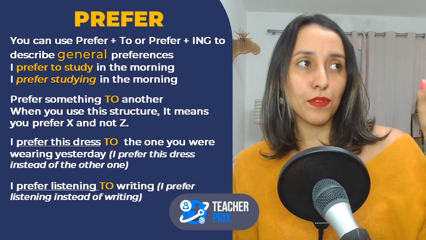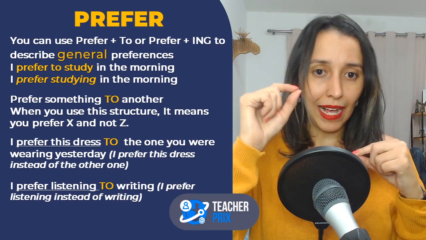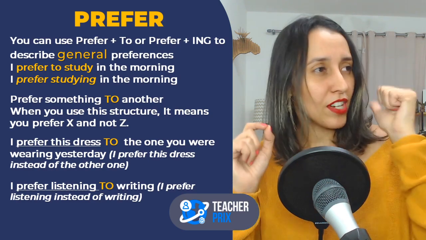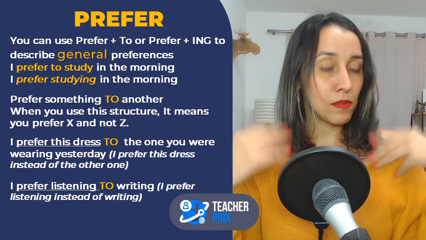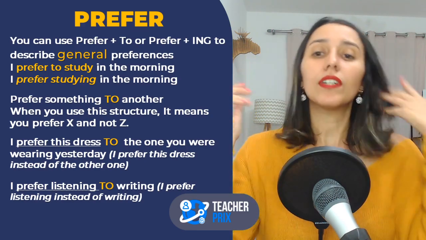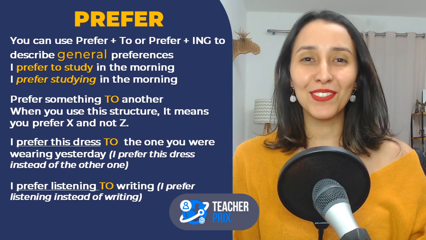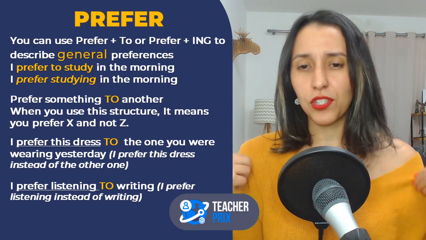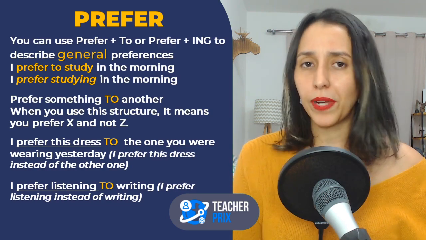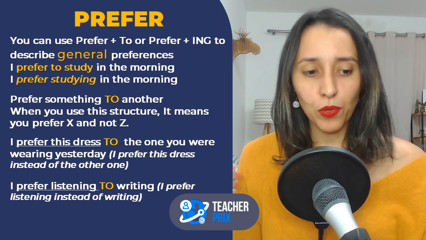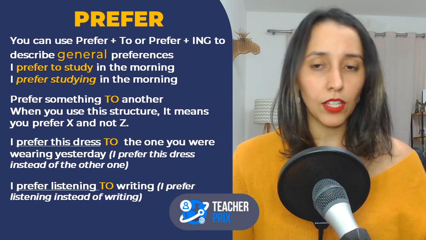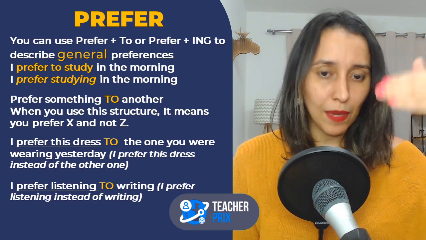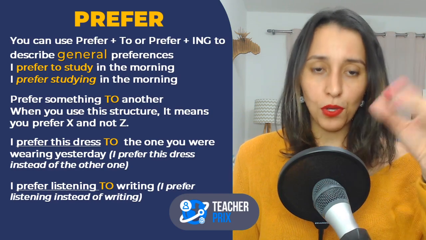So when I use this, I prefer blah, blah, to blah, blah, I'm saying that I prefer the number 1, not the second one, okay? I prefer X, not Z, okay? That's my preference. So I prefer this shirt to the one I was wearing. Well, I prefer this blouse to the one I was wearing yesterday, okay? So I'm showing you with this phrase that I prefer number 1, not the second. So the thing that comes after to is the one that I don't prefer. So I prefer blah to blah, blah.